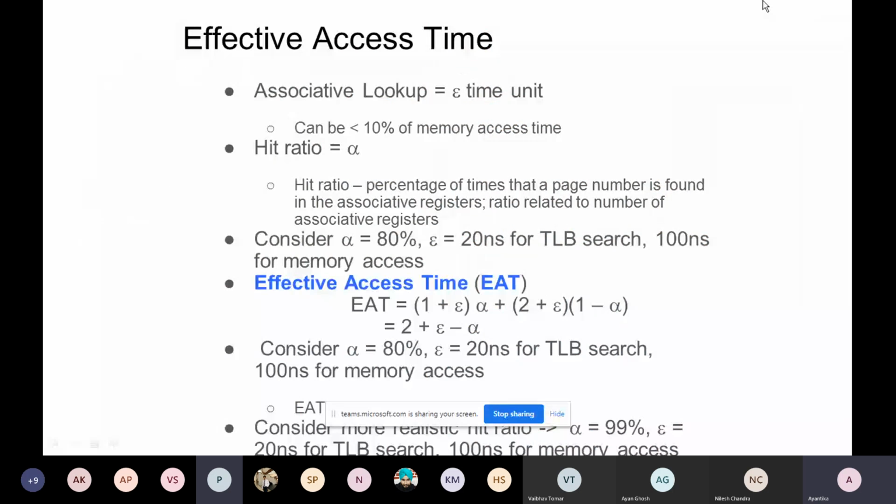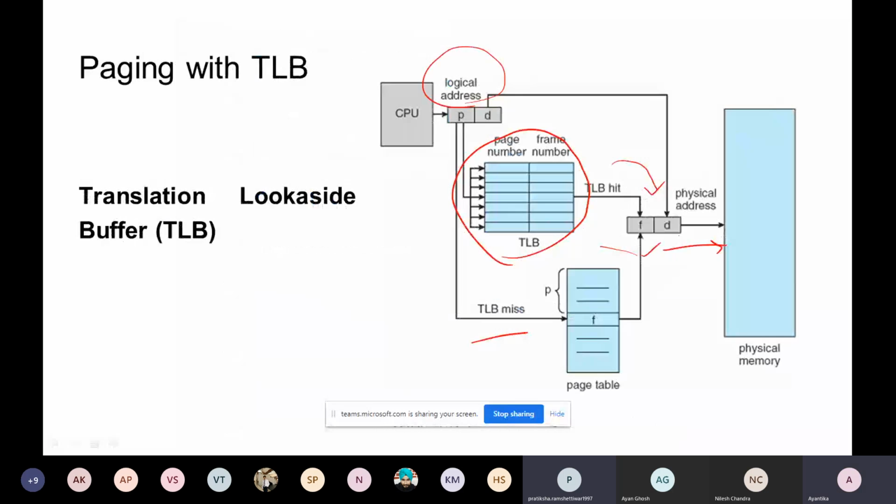Ma'am, could you please one more time explain that paging with the TLB thing? I was not able to follow it. Okay, for this TLB part. Okay, TLB is just a buffer.